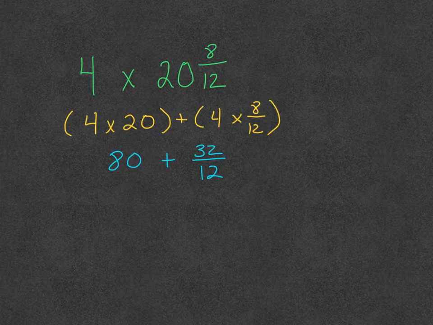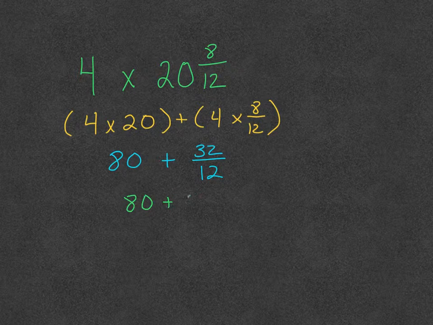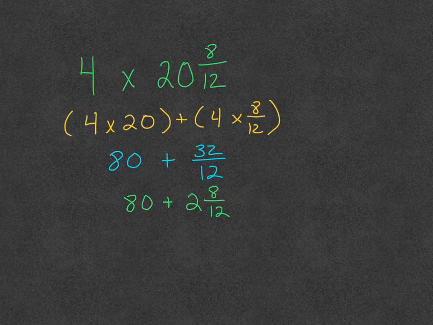So we've got 80 plus 2 wholes, and if it's 24, that means I have 8/12 left over. Now we can continue to add. 80 plus 2 is 82 and 8/12. All right, but I know how much I annoy you with this, guys.